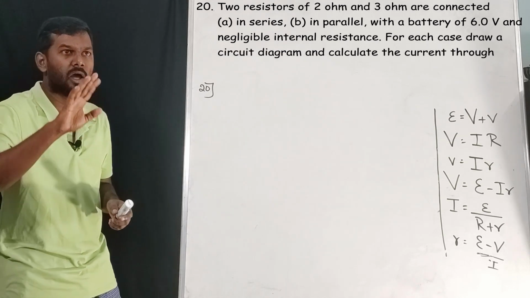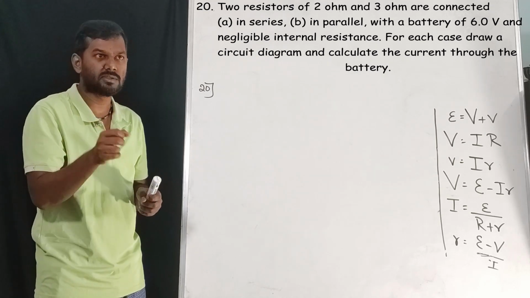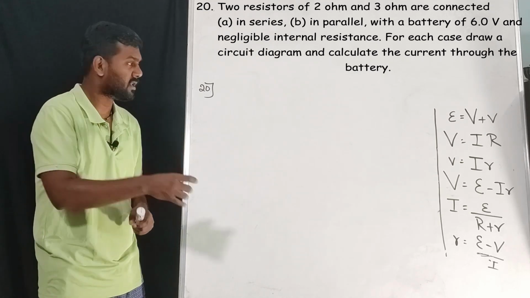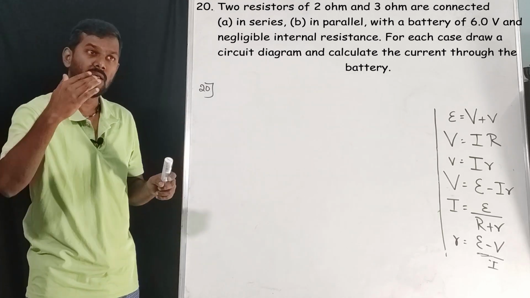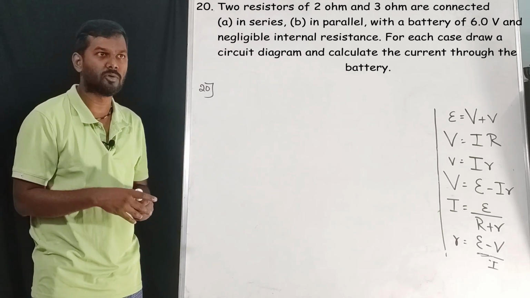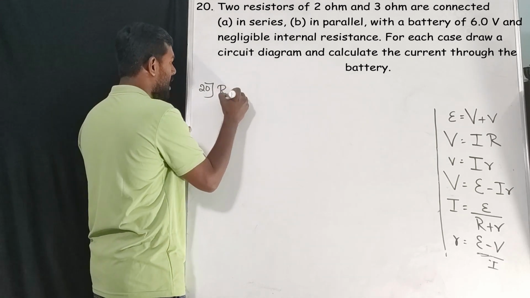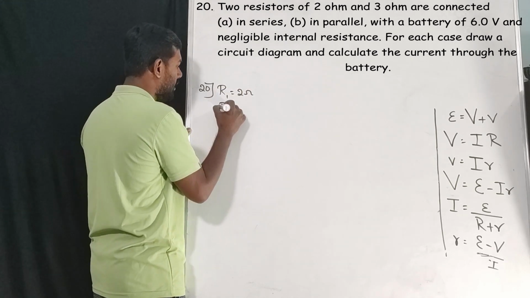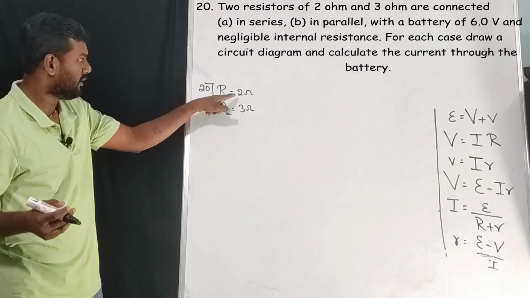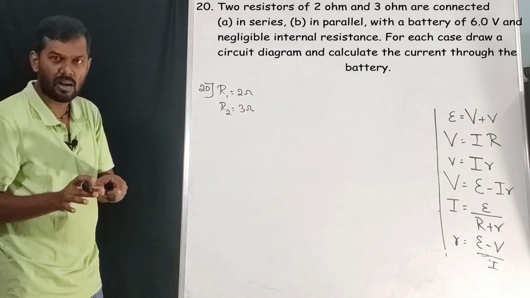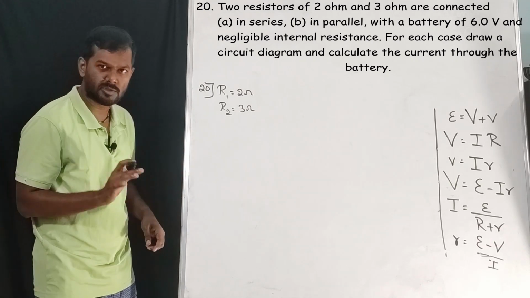Okay, listen, there are two cases. First case is there are given two resistors. In those two resistors, first we have to connect in series, we have to draw the diagram, and we have to calculate the current. Okay. Second, in the second sub question, we have to connect those two resistances. So what are those resistances? R1 is equal to 2 ohm and R2 will be equal to 3 ohm. In the second case, we have to connect these two in parallel and we have to calculate the current. Very simple question, we can easily do it. Listen.